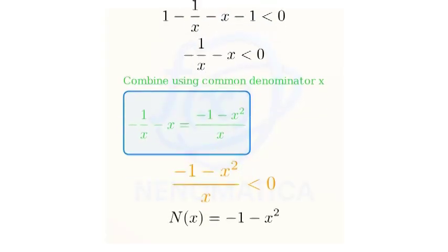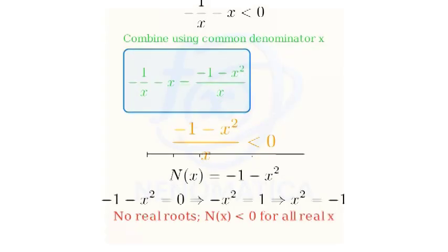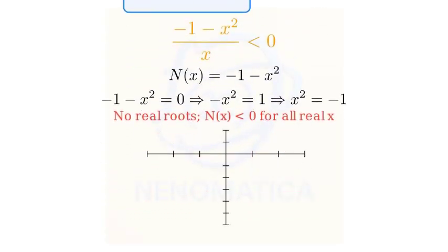Step 2. Analyze the numerator. Set negative 1 minus x squared equal to 0. That gives negative x squared equals 1, or x squared equals negative 1, which has no real solutions. Because the leading coefficient is negative, the entire numerator is always negative for every real x. To visualize this, the graph of y equals negative 1 minus x squared lies completely below the x-axis.